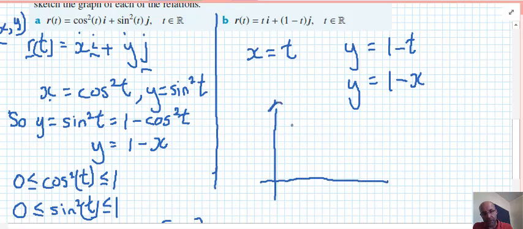Remember the difference between a line and a line segment? The first one is a line segment, this one's a line, and it goes through the same points, but it goes continually. If you like, you can put little arrows on the end.